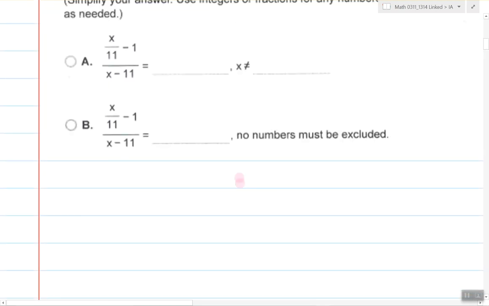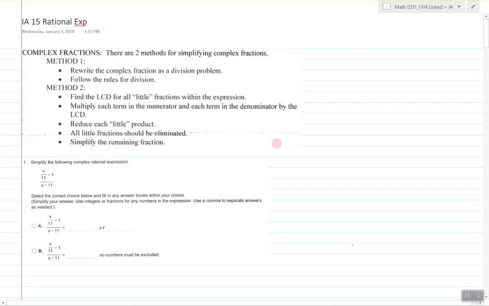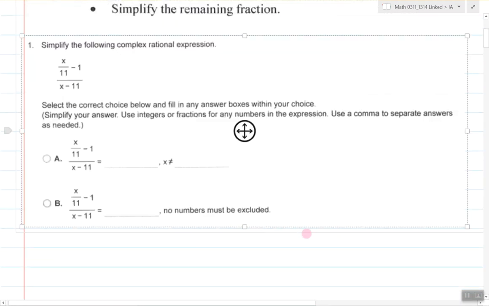So depending on which type it is, I have a certain method for doing it. Method 1 says to rewrite the complex fraction as a division problem and use your rules for division. Method 2 says to find the least common denominator for all the little fractions within the expression. Multiply every term in the numerator and every term in the denominator by it. Reduce the little products and simplify what is left. I'm going to go ahead and start with my problems.